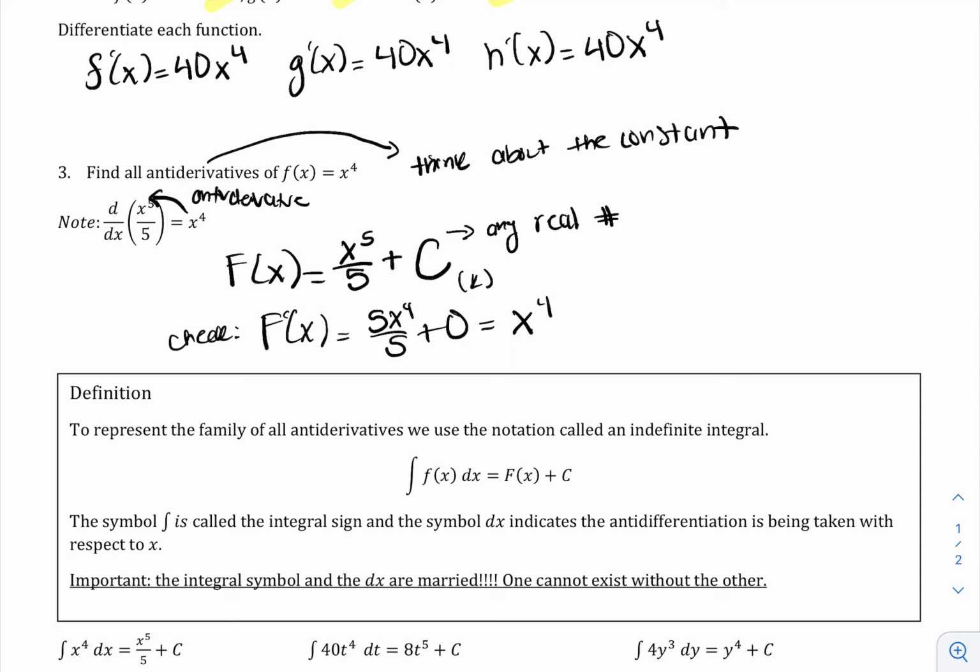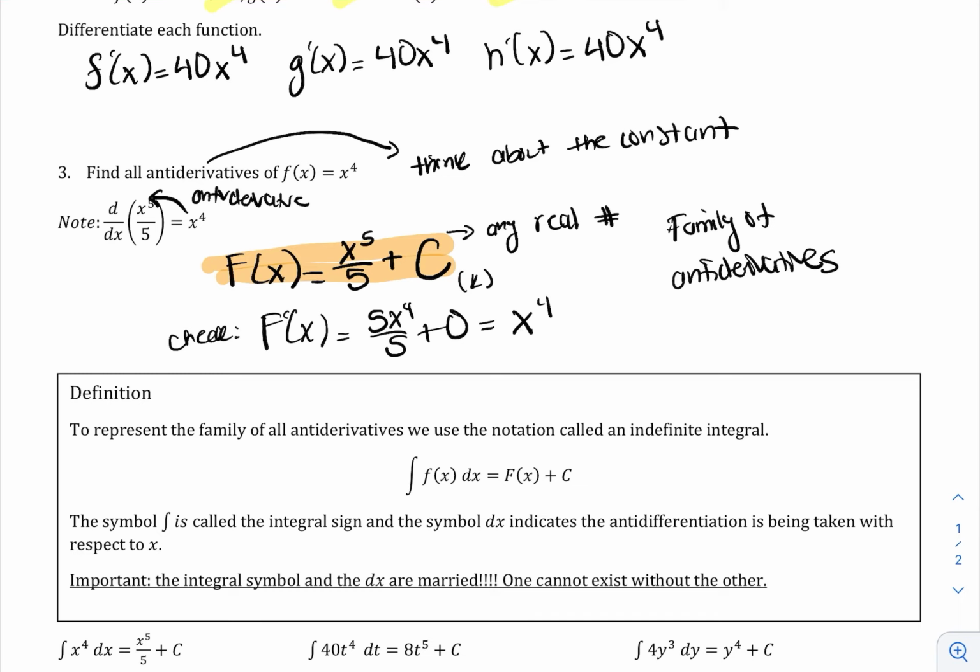So what you want to be careful of here, and we're going to do another example of this, is that when you're finding the family of antiderivatives, you're going to add plus c, because there are many functions that have the same derivative based on the constant at the end.